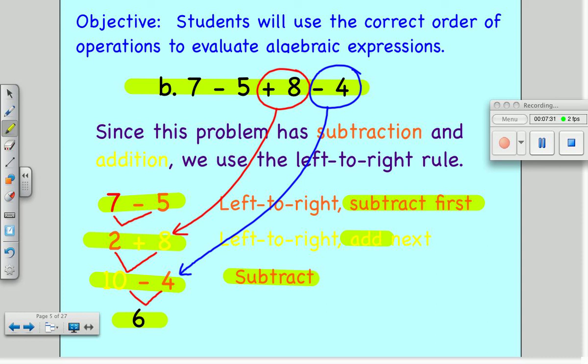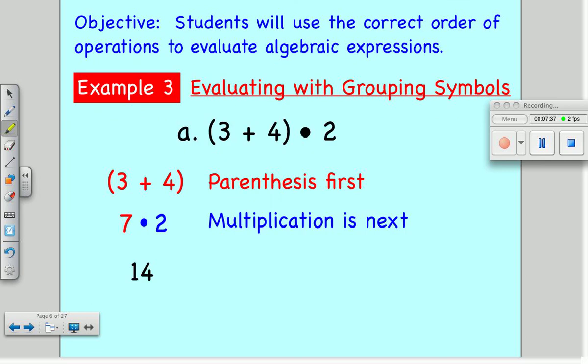Again, you don't have to write example 3, evaluating with grouping symbols. Just write letter A and what comes after it. Okay? So letter A, 3 plus 4 times 2. By grouping symbols, what do we mean? Hopefully you thought parentheses. Yes, we mean parentheses. So we have to do the parentheses first because that is the correct order of operations. So what is in the parentheses? Addition, 3 plus 4. So that's what we have to do first.